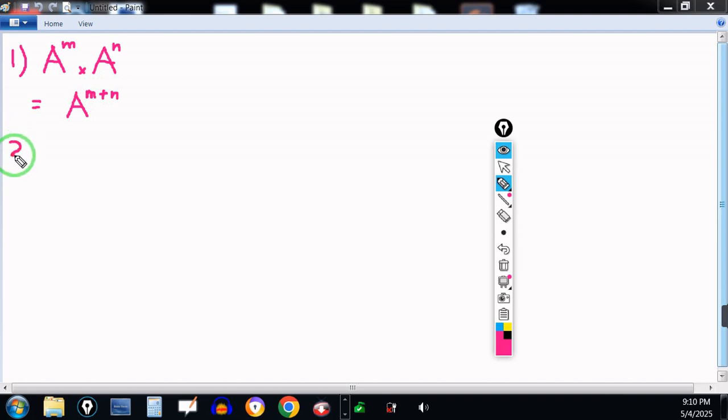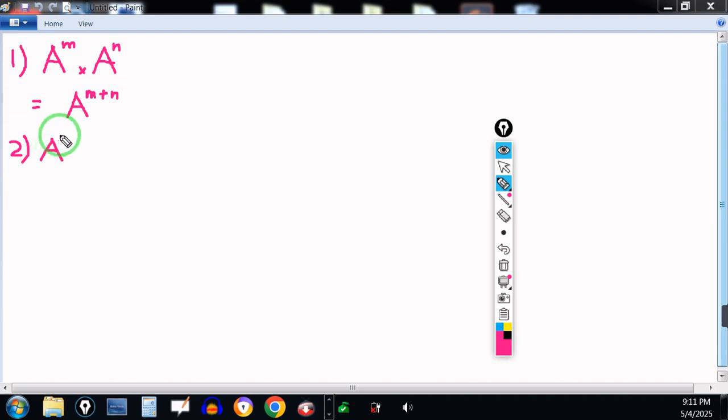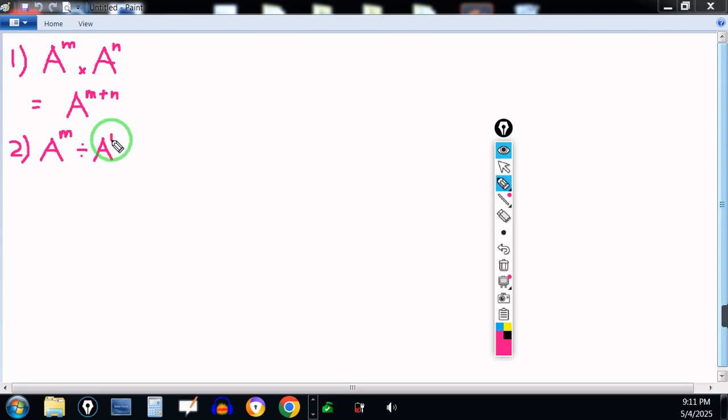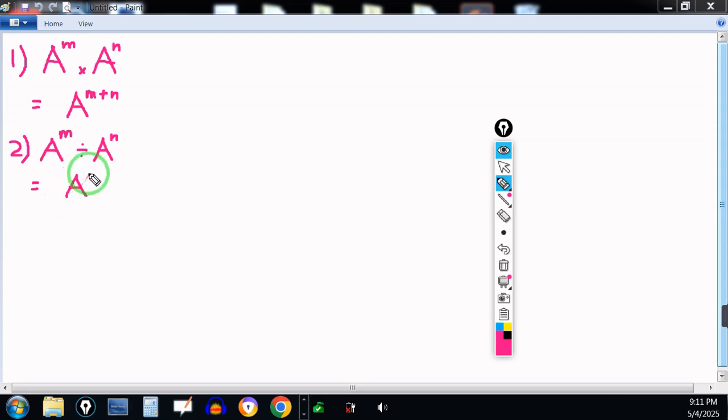Law number 2 of indices. A to the power of m divided by A to the power of n will be equal to A to the power of m minus n.